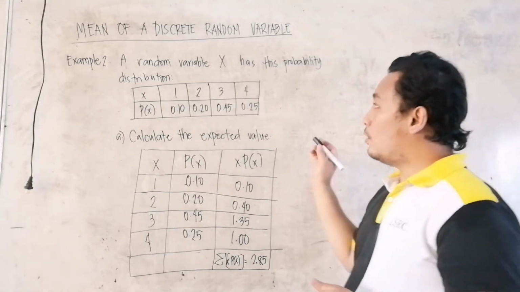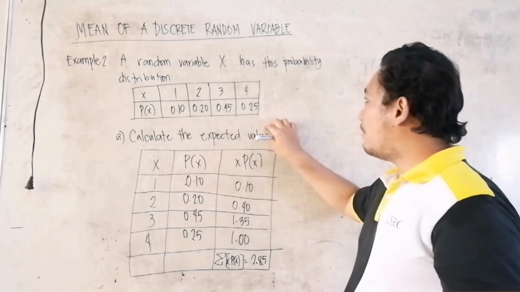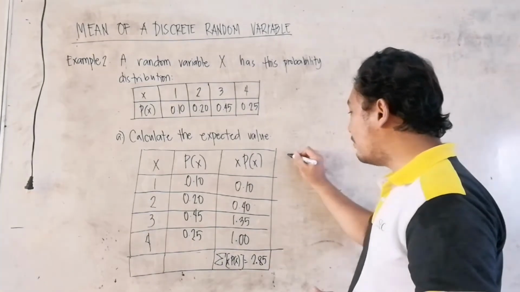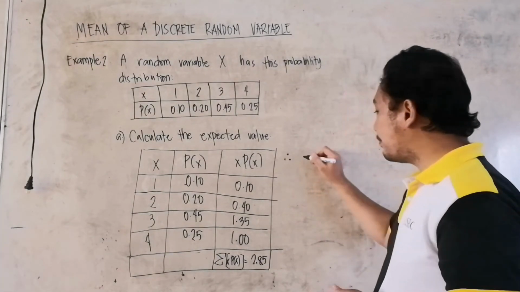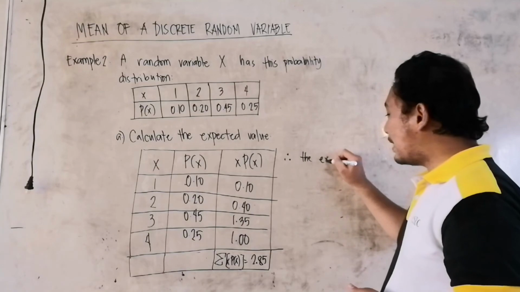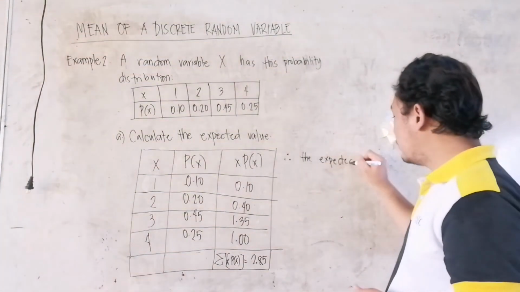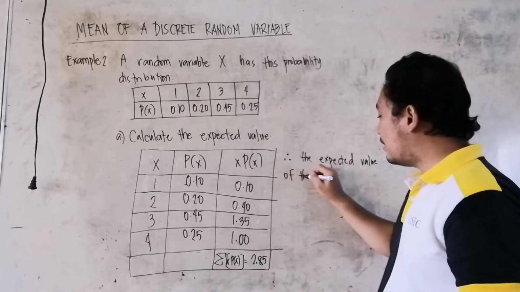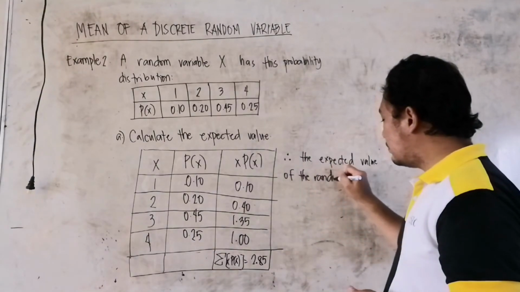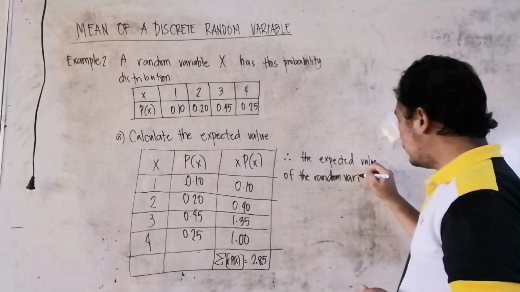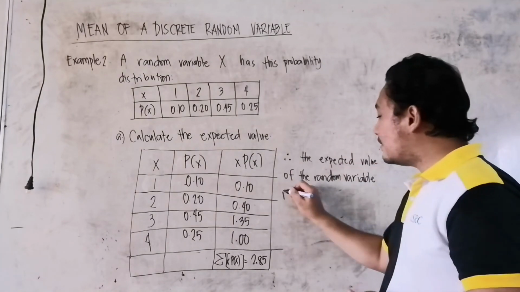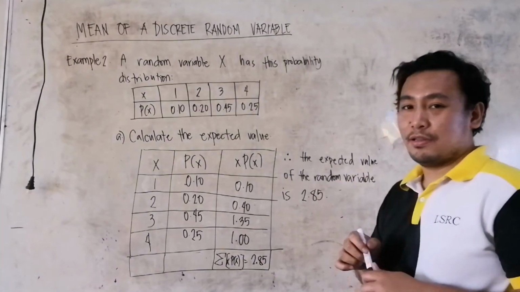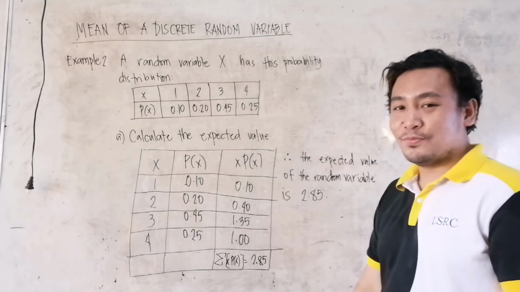Therefore, the mean of this random variable, discrete random variable, is equal to 2.85. Therefore, the expected value of the random variable is 2.85. That's it. Ganun lang kadali yun.